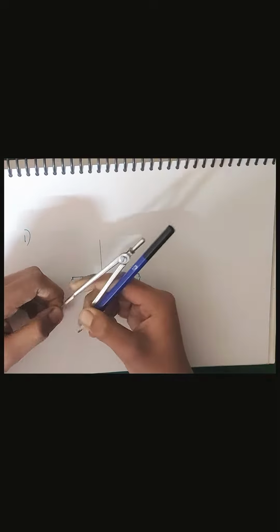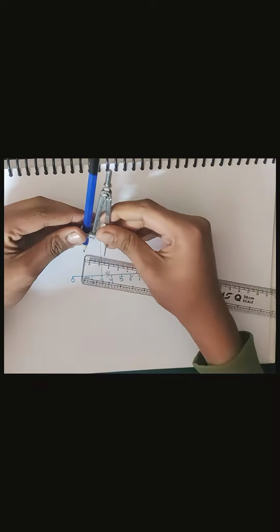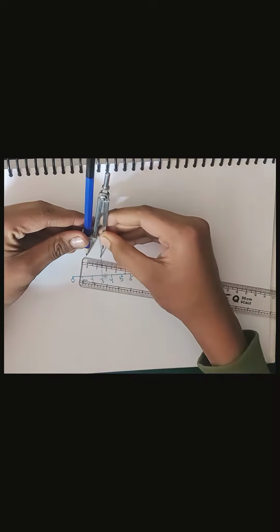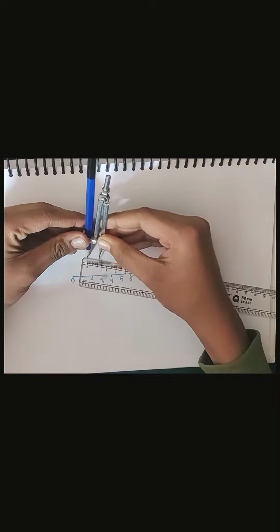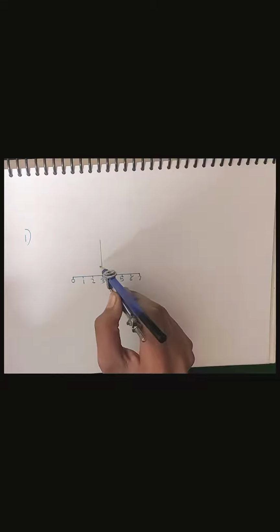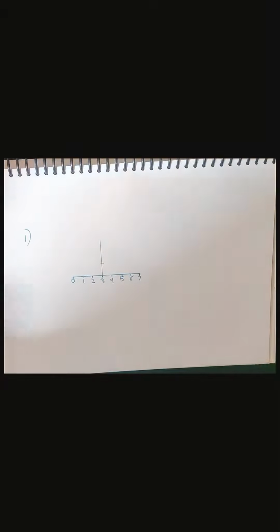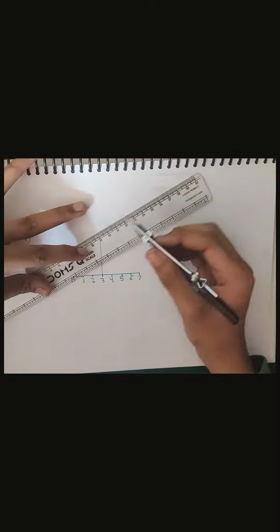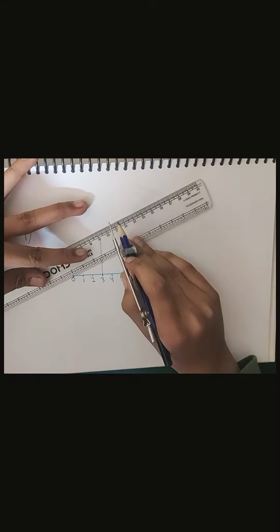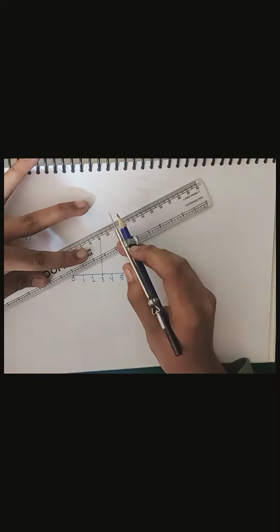And now we have to take 1 centimeter in it, means 1 centimeter of distance we have to take in our compass. So I have taken 1 centimeter on my compass. And we have to mark 1 centimeter in it. And then we have to draw a straight line from 0 to the mark we have marked.